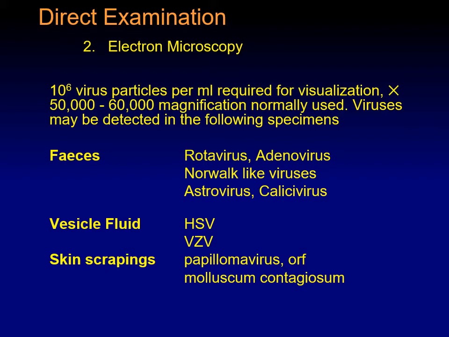Viruses can be detected in different types of specimen for that purpose. It all depends on where the viruses are infecting. Feces can be utilized, vesicular fluids, skin scrapings. All these can be used in different ways and preparations to detect certain specific viruses.